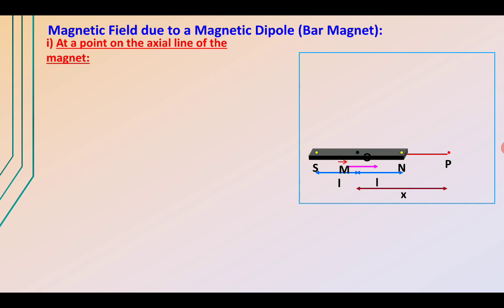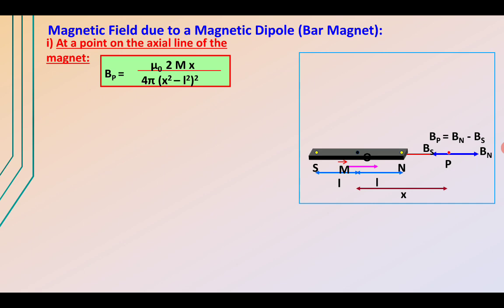The distance of this point from the center of the bar magnet is x. Bn represents the magnetic field due to the north pole, directed away from the magnet, and Bs represents the magnetic field at point P due to the south pole, directed towards the magnet. The magnetic field at P is Bn minus Bs, and we have discussed many such derivations in electrostatics, current electricity and potential as well.